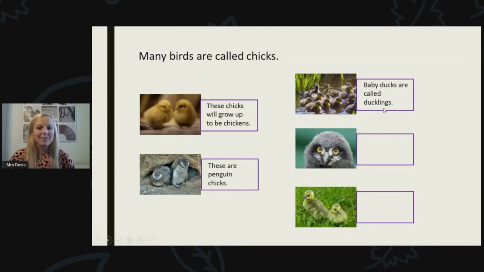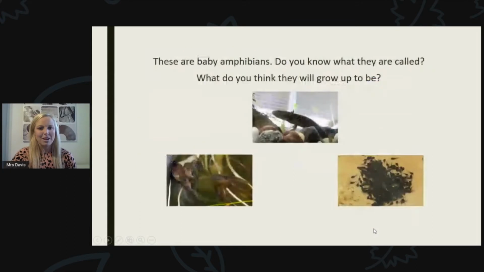Yes, well done. Baby ducks are called ducklings. Okay. There's a big group of them there. Again, they're all very fluffy, aren't they? A baby owl is called an owlet. And a baby goose is a gosling. Well done. Fantastic job, guys.